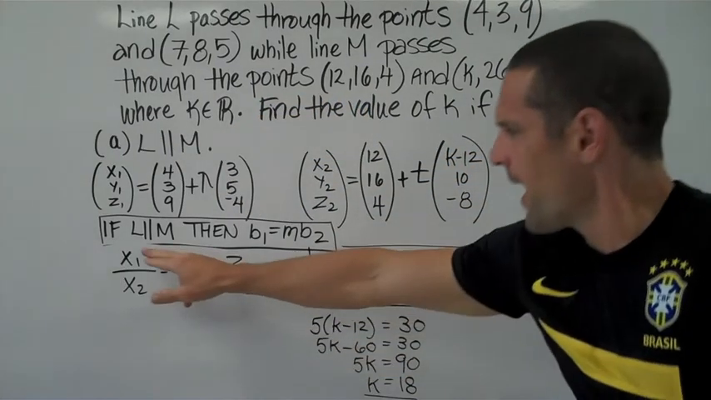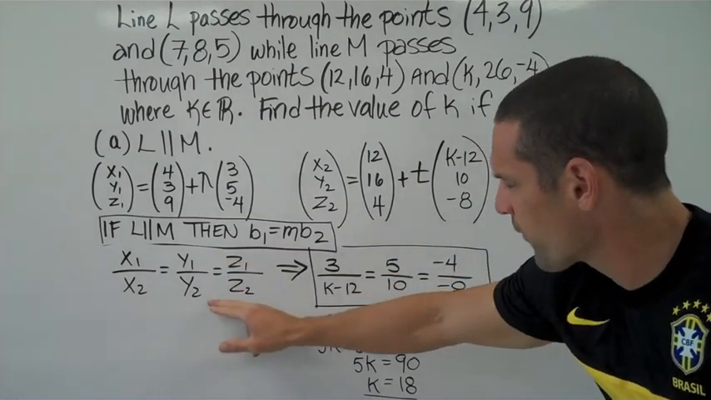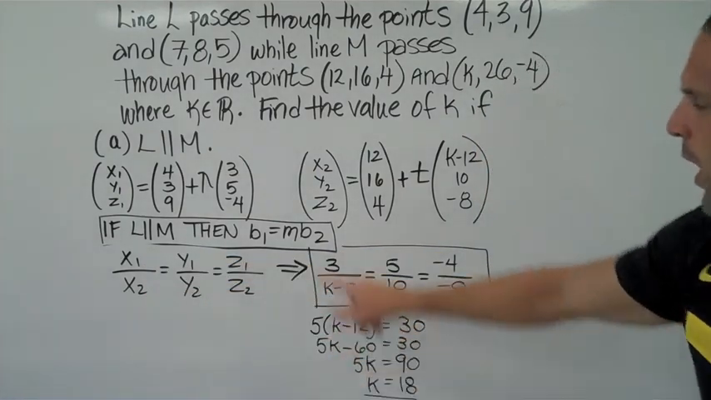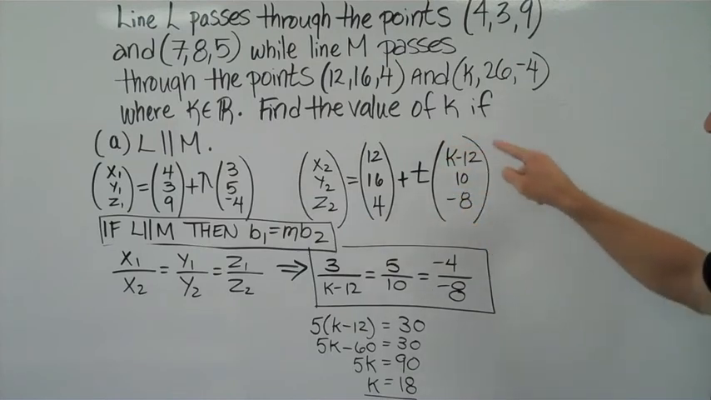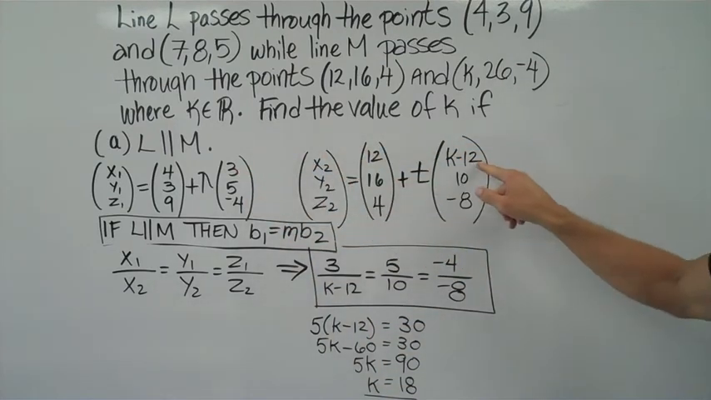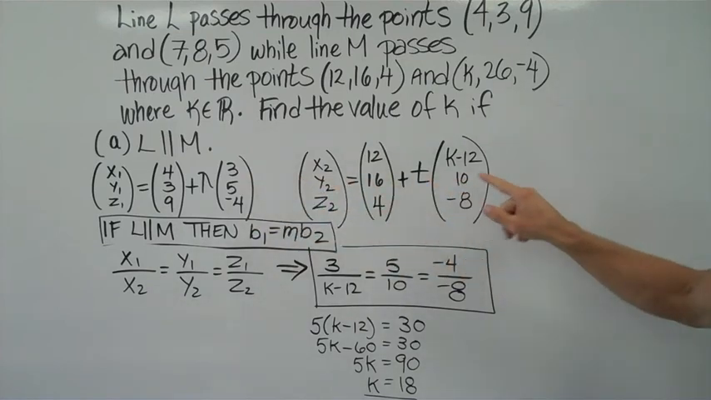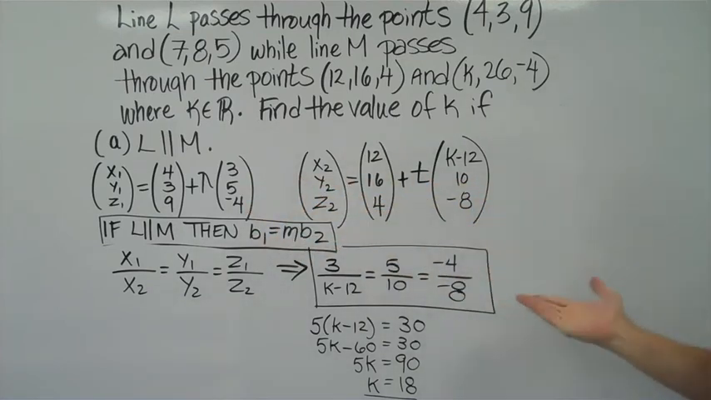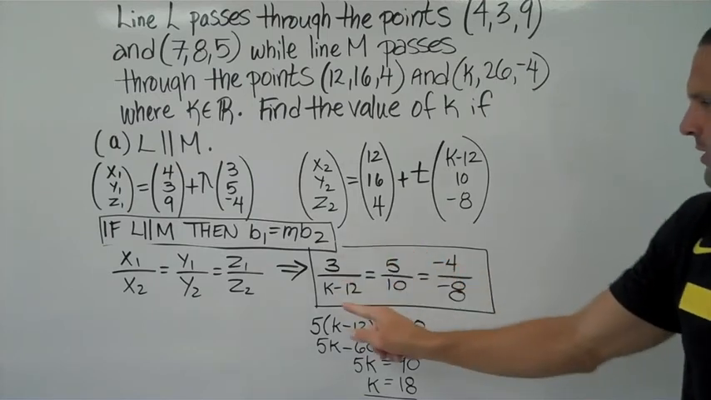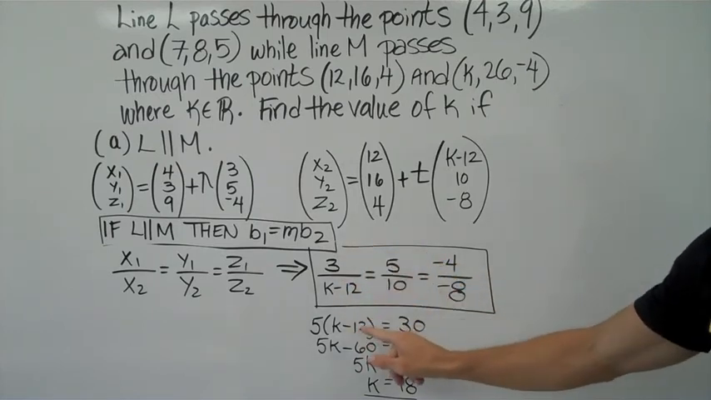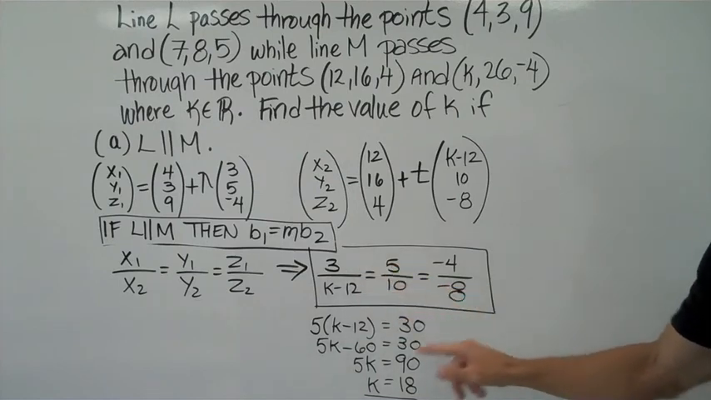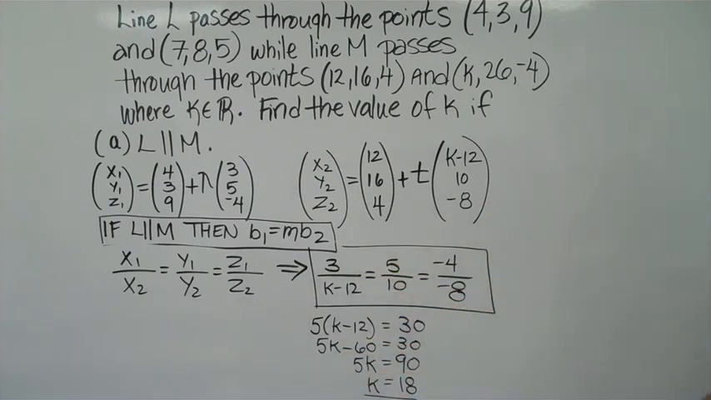Again, here we are. x1 over x2 equals y1 over y2 equals z1 over z2 of the directional vectors if the lines are parallel. That just means 3 over k minus 12 is equal to 5 over 10 is equal to negative 4 over negative 8. You see, the concept is not that hard, and the math is very easy. Once you cross-multiply, 5 times k minus 12 is equal to 3 times 10, and then distribute and solve for k, you get k is equal to 18. The math is not hard at all.